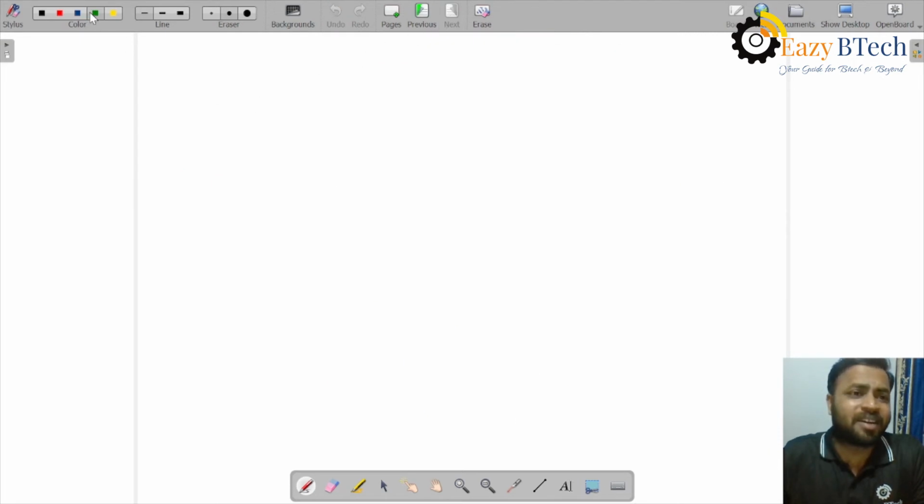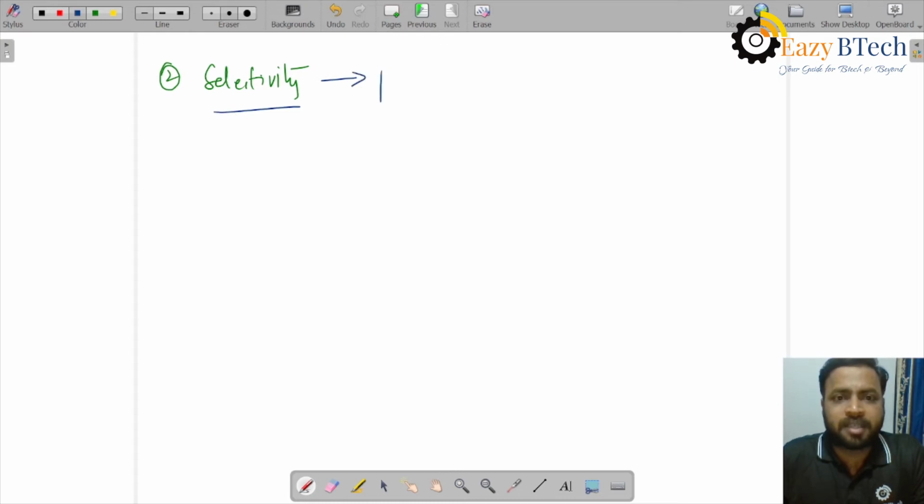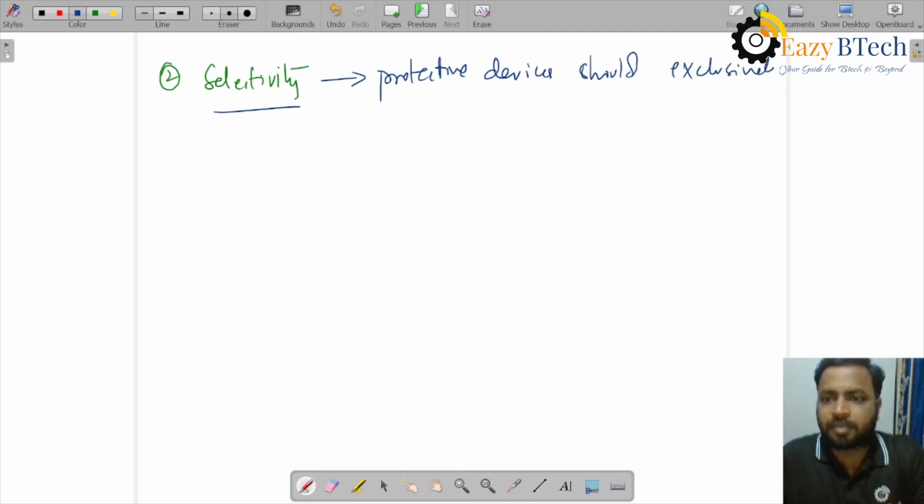Coming to the second important feature, that is selectivity. So this is slightly related to reliability. Selectivity means the protective devices should exclusively isolate the faulty section.